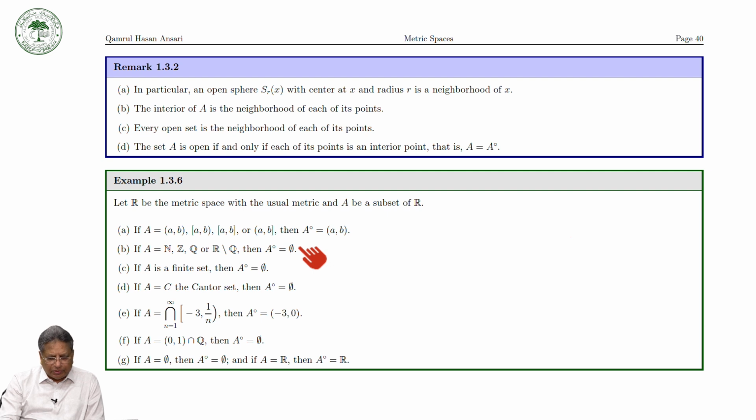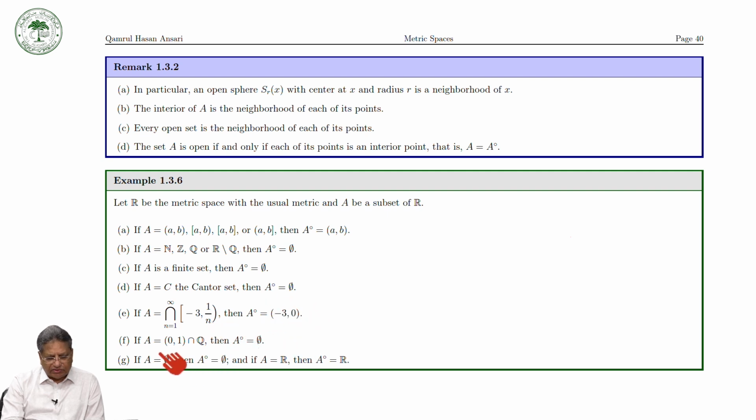And suppose A is equal to C, where C is the Cantor set. The definition of the Cantor set is given in the appendix, so you can see the definition there. So A equal to C, then the interior of A is again the empty set. Now if A is equal to the intersection of the closed-open intervals from minus 3 to 1 over n, then the interior of this set is the open interval minus 3 to 0.